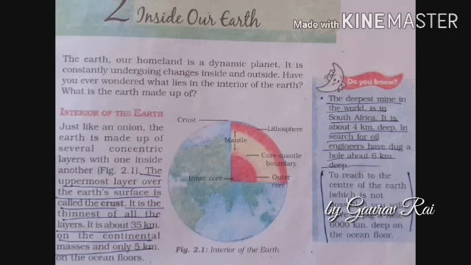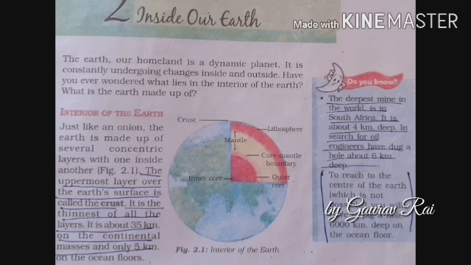Today we will read Geography of 7th Standard, Chapter 2nd, Inside Our Earth. Students, you know that the Earth, our homeland, is a dynamic planet. It is constantly undergoing changes inside and outside. Have you ever wondered what lies in the interior of the Earth? What is the Earth made up of?